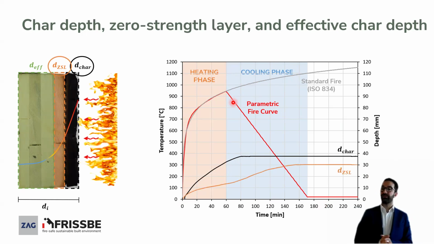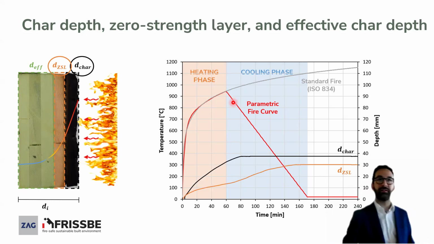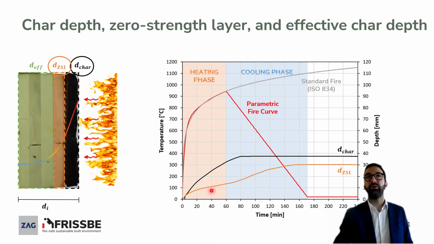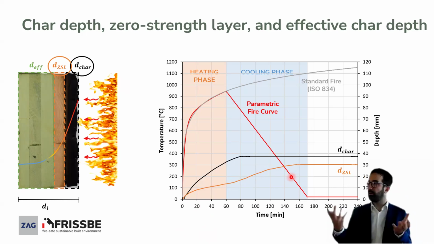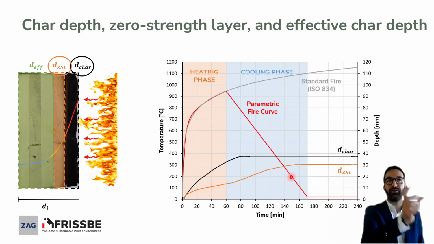If we discuss instead the zero-strength layer, I'm going to tell you quickly how we actually estimate it. We follow different approaches, but you see that the zero-strength layer, so the part of wood that is actually heated, is relatively low during the heating phase, but then this value keeps increasing during the cooling phase because, as I discussed earlier, there is a distribution of energy within the timber element, and therefore this value actually increases.